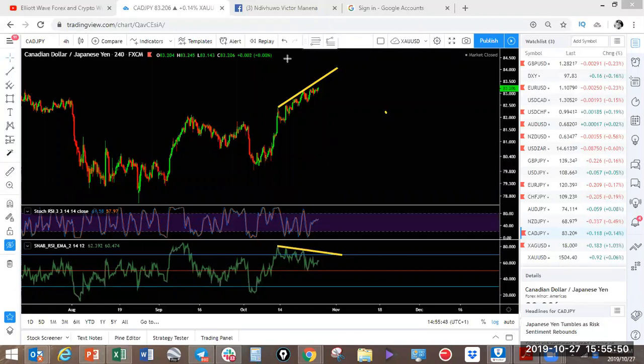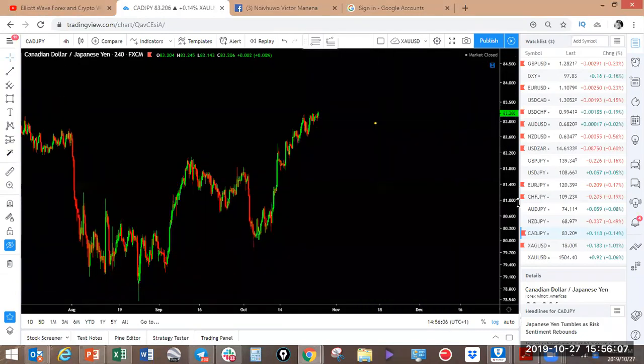So this move should end with a move like that. 1, 2, 3, you should expect a move to the downside. You should at some point here get a pulsing move and an entry point to the downside. This move won't go forever. That's CAD-EN.